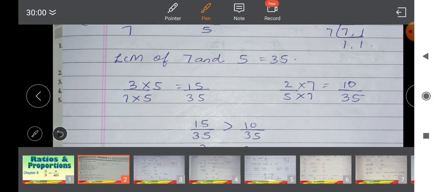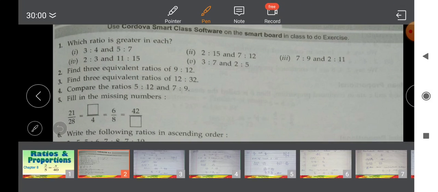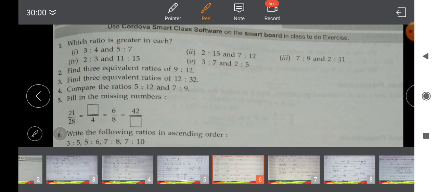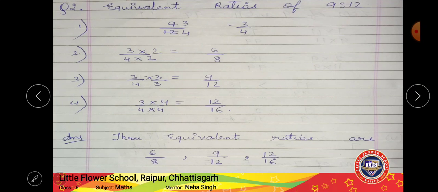Now moving on to the second question. Find 3 equivalent ratios of 9 by 12. See, equivalent ratios we had just now found in the previous question, right? Like this only we can find. See, 9 by 12, either we can divide it by 3 or we can cancel out. 3 3s are 9, 3 4s are 12, so 3 by 4 is an equivalent ratio of 9 by 12, right? One we can find out by division also since it was cancelling.